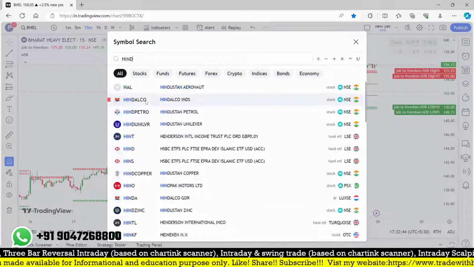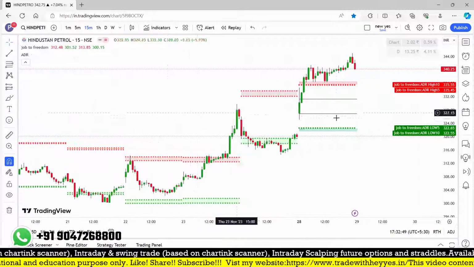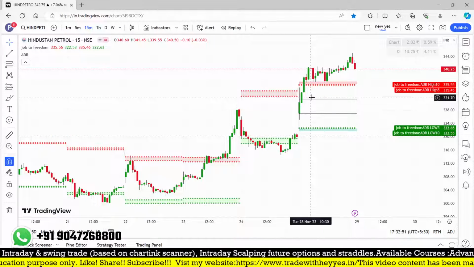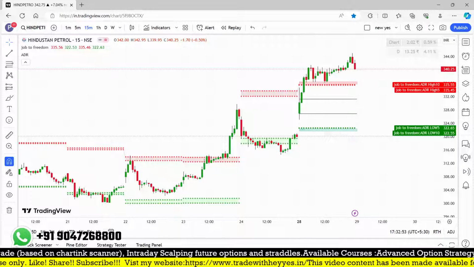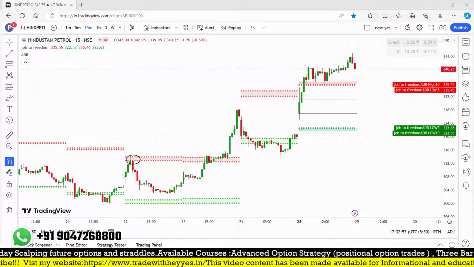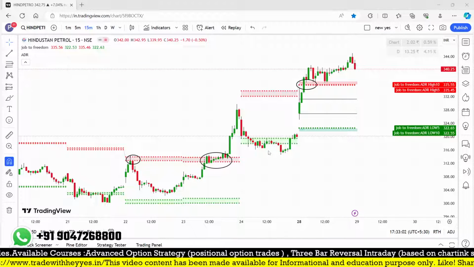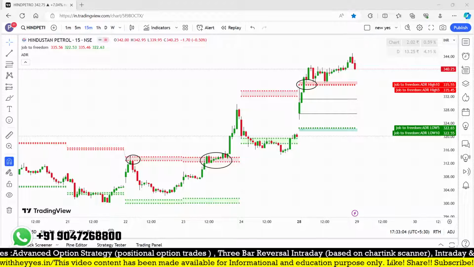So Hindustan Petroleum, in the Petro, this one I'm looking for at this point, but it is not happening in the first candle. Sometimes it is going to break that level, and after that I'm tracking that. So here is the rejection, here is the breakout, and here again today I'm looking for a breakout. Here I just used two indicators.